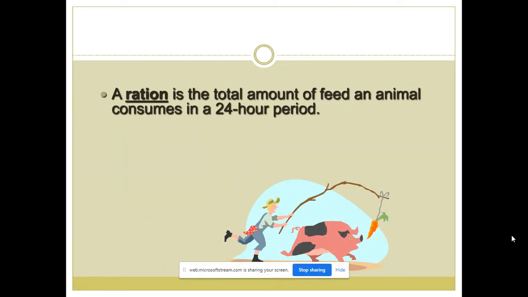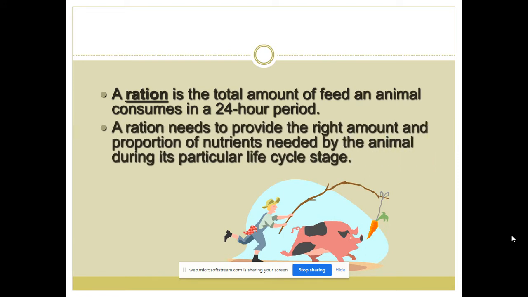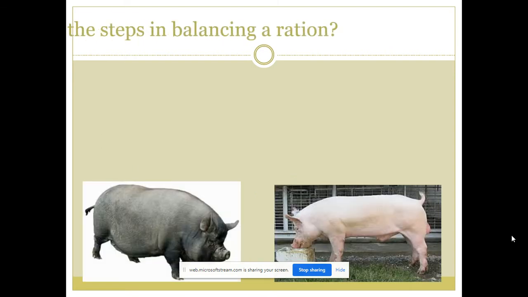First thing, what is a ration? Well, a ration is the total amount of feed an animal consumes in a 24-hour period. That ration needs to provide the right amount of nutrients needed by the animal during whatever particular life cycle stage. So if it's a calf, what do they need? If it's a mama, what does she need? If she's pregnant, what does she need? If she's in gestation, what does she need? If she is providing milk for that baby, what do they need? All that kind of stuff.